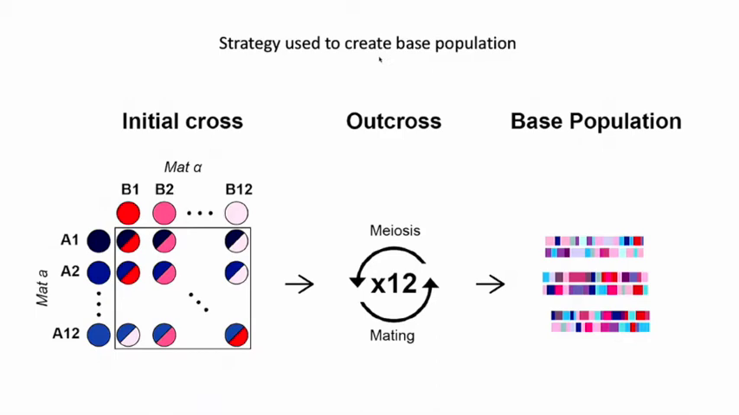We're going to take all the 12 mat A's and cross them to 12 mat alphas to make diploids, resporulate, and then we just carry that through meiosis and mating for 12 generations, which creates this highly recombined base population. Okay?